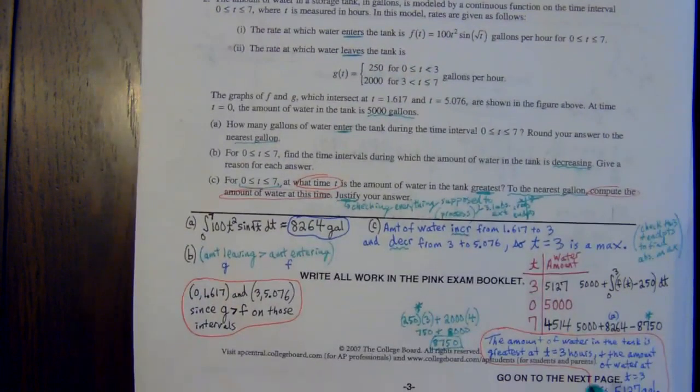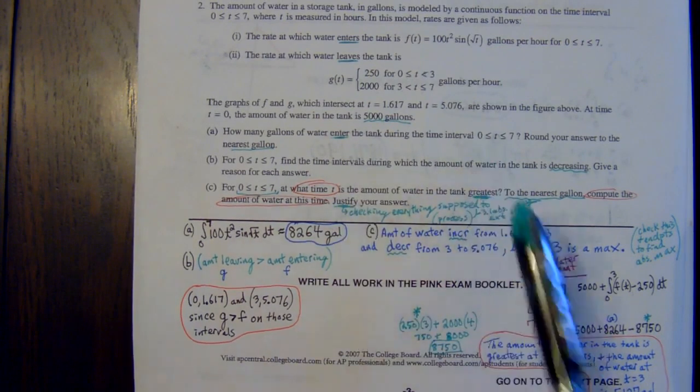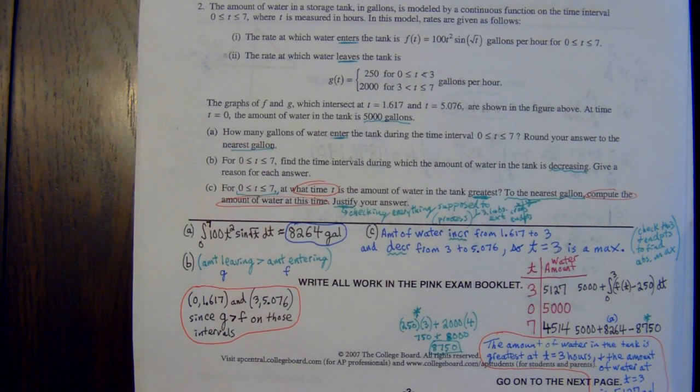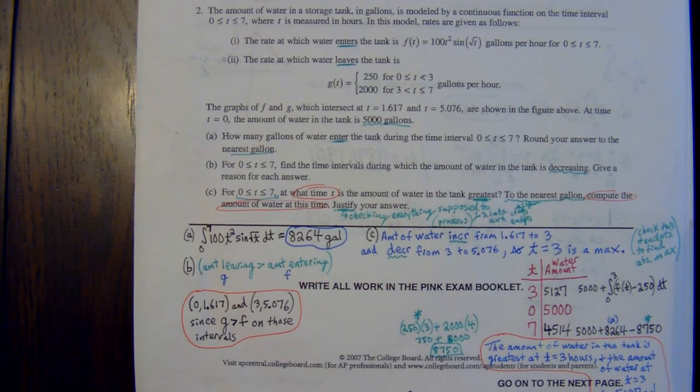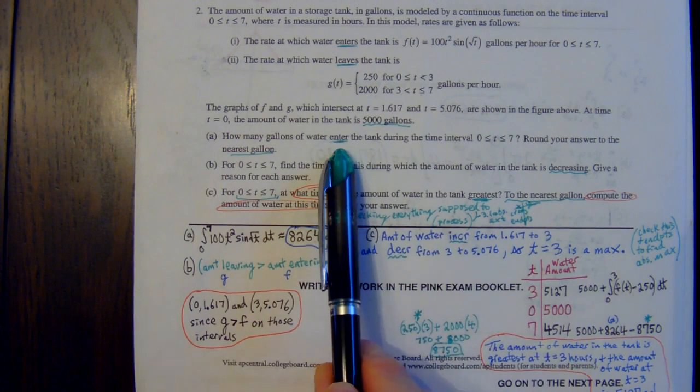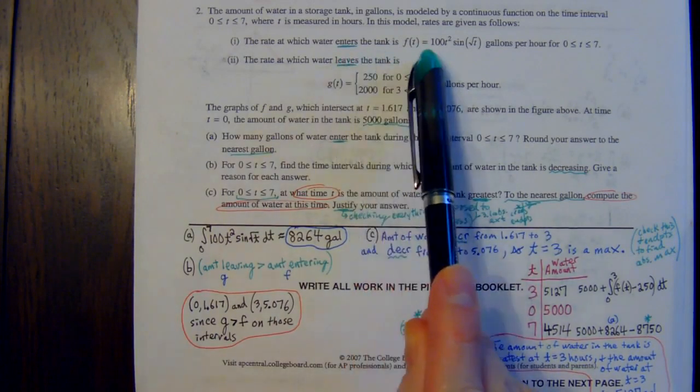Now for part A, it strictly asks how much water entered the tank in the first 7 hours. Remember, your integral is an accumulator. It'll add up those 7 hours of water filling up for us. And it just says entering amount. I don't care about how much was already there. I don't care about how much was left. I'm just concerned with the entering amount, and that is my F of T.